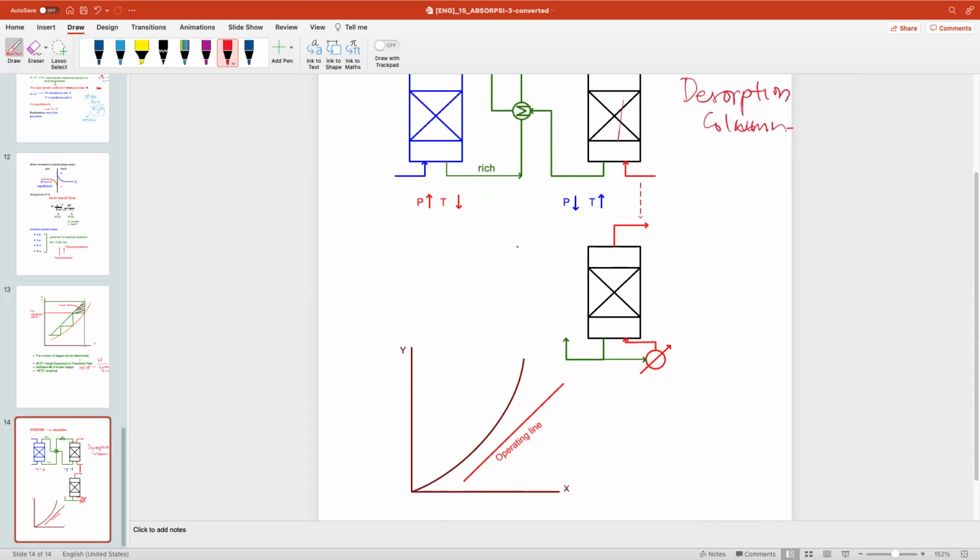For the operating line of the desorption column, usually it's operated just under the equilibrium line. If you remember, the absorber column operates on this side, but for the desorption column, the operating line is around this one here.